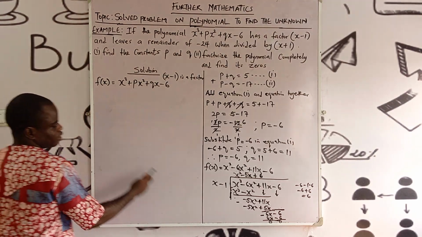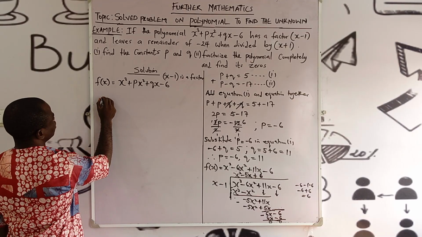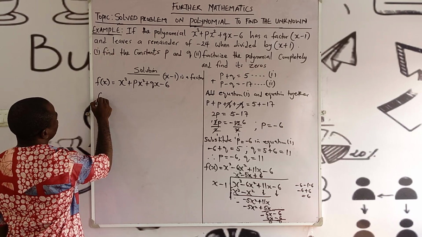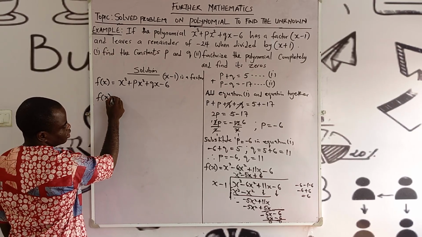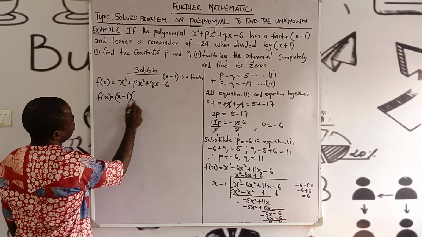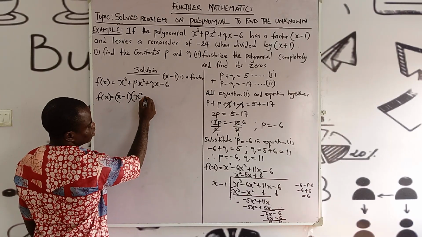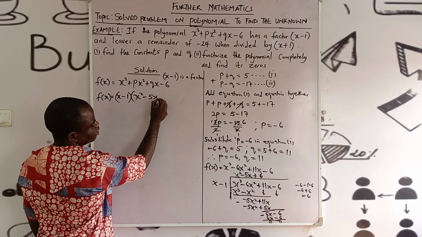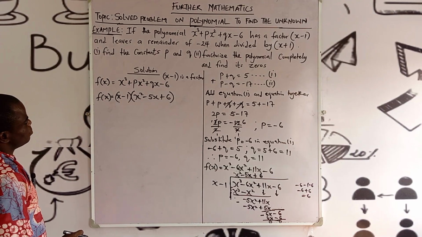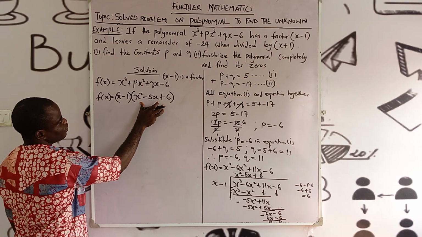Now we have the factor to be x, f of x. Now f of x equals x minus 1. Multiply this with this, x squared minus 5x plus 6. Okay, now let's factorize this x squared minus 5x plus 6.